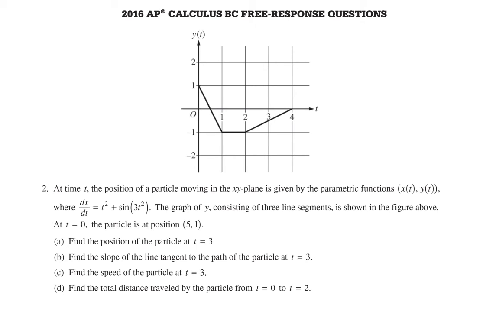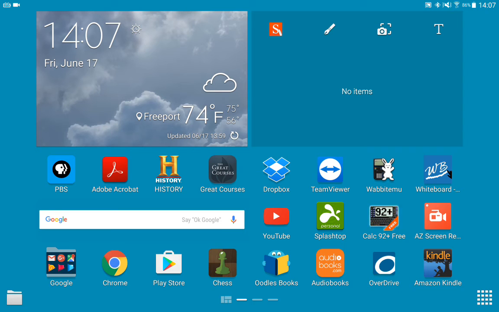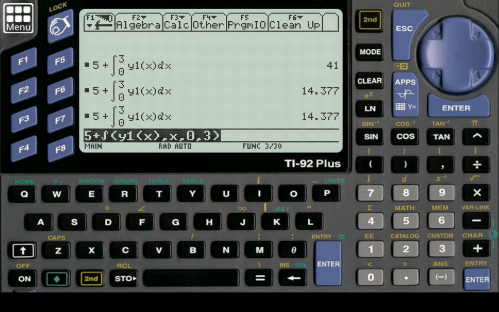Now in part B, find the slope of the line tangent to the path of the particle, or the trajectory of the particle, at t equals 3. So dy/dx, the slope of the tangent line to the trajectory, isn't that dy/dt, which we just figured out at t equals 3 is 0.5? Look at the graph. And plug in 3 into x prime of t, right? So how do you do that on the calculator? Let's do it. Alright, so I'm just going to do 0.5.